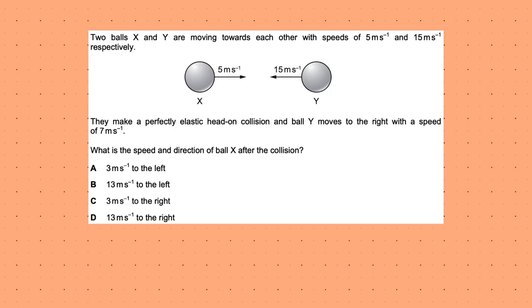All right, let's have a look at another slightly different type of question. This is March 2019, paper 1-2, question number 8. Two balls X and Y are moving towards each other with speeds of 5 and 15 respectively. They make a perfectly elastic head-on collision and ball Y moves to the right with a speed of 7. What is the speed and direction of ball X after the collision?